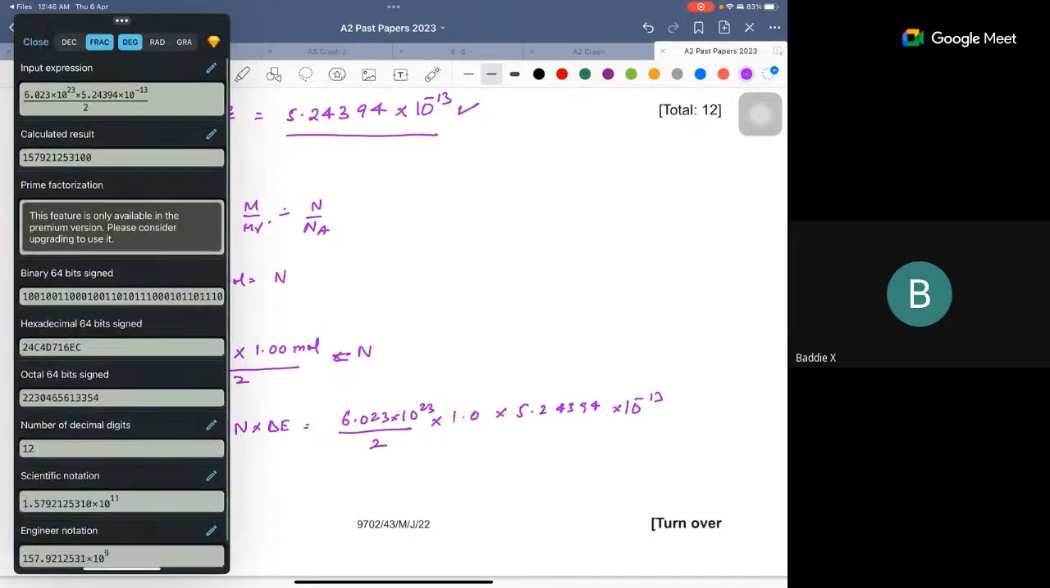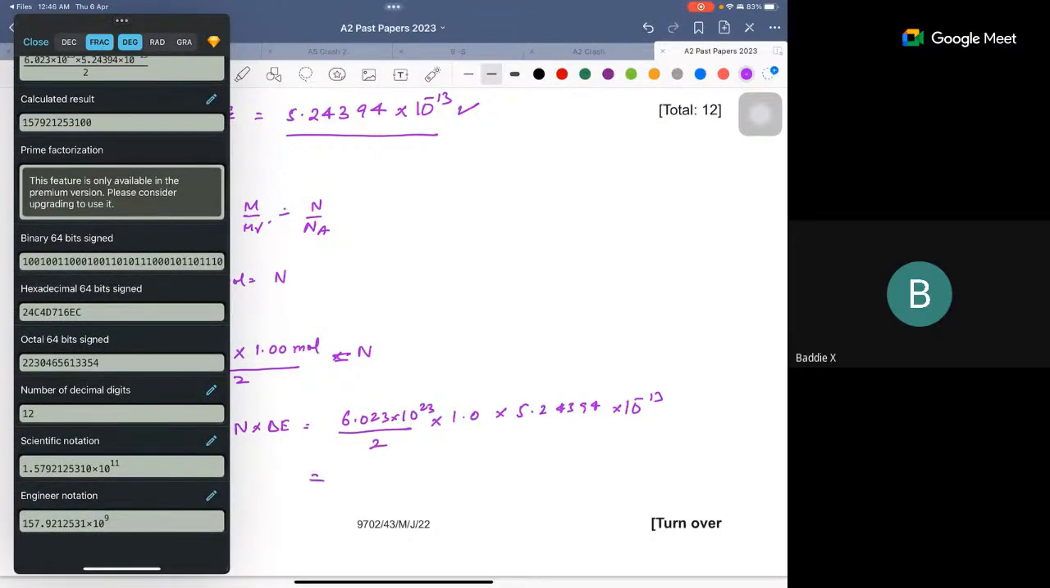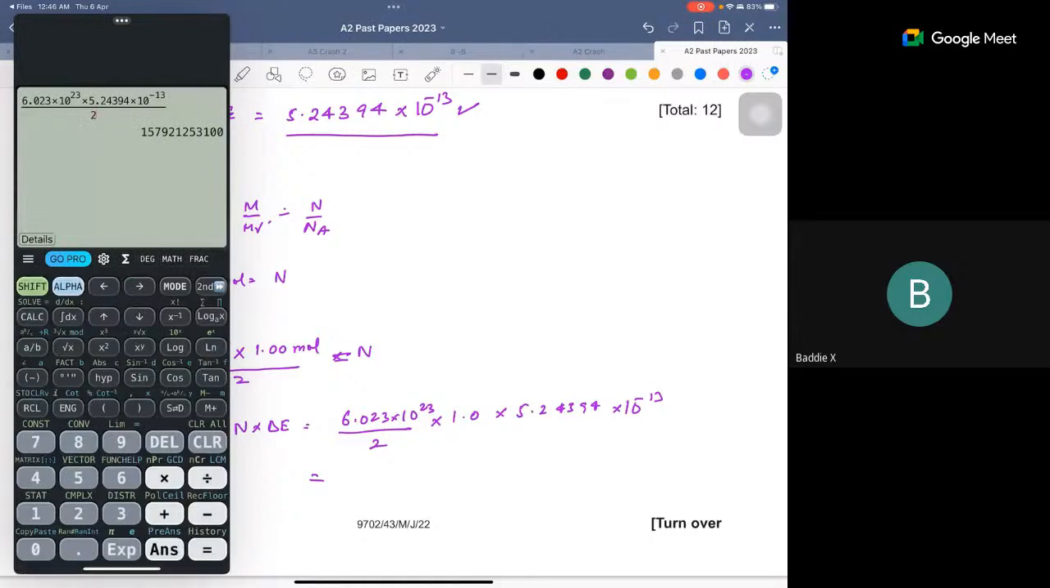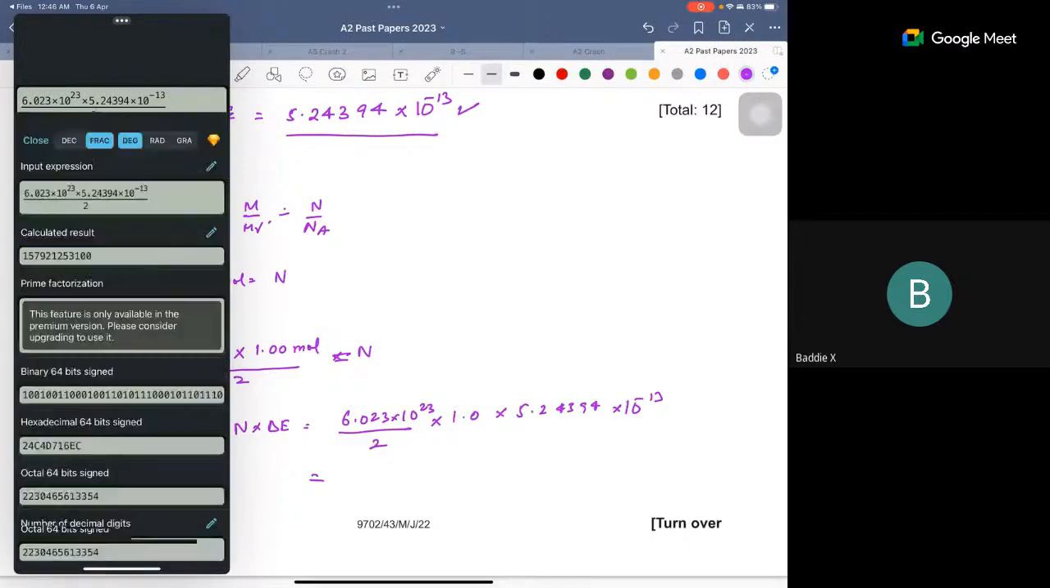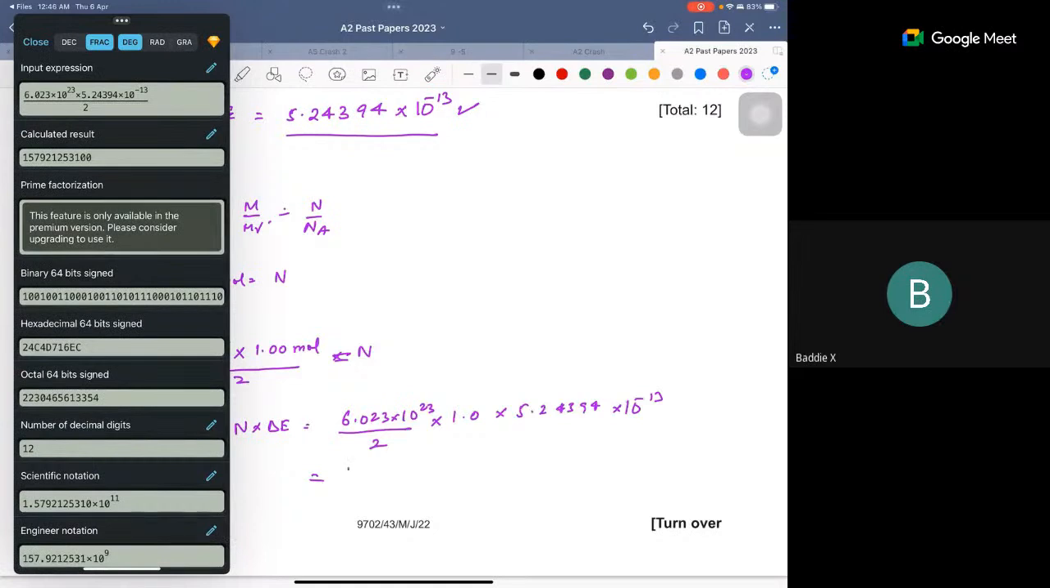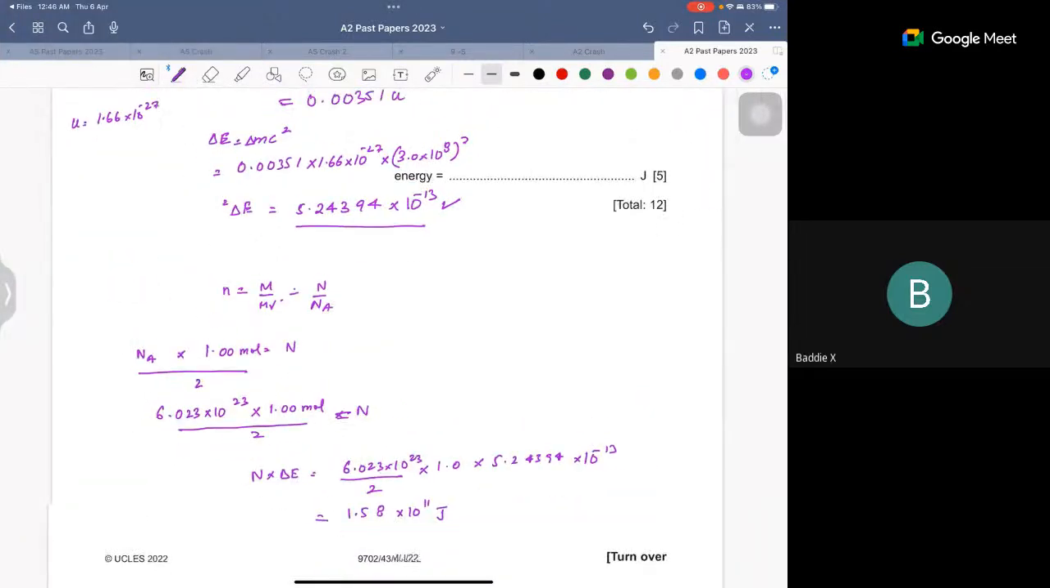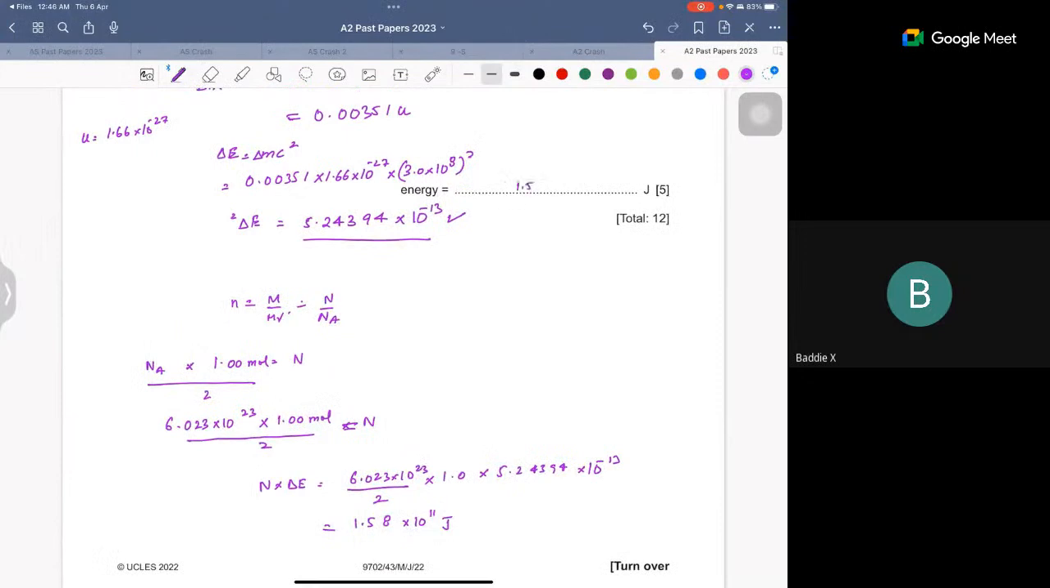Okay, so I got the answer, and it has to be something like, why is this a positive answer? Shouldn't it be a negative answer? Oh, it has to be a positive answer. Okay, so that would be 1.58 times 10 raised to power 11 joules. Okay, so this is the answer. If you guys have any questions, please let me know.